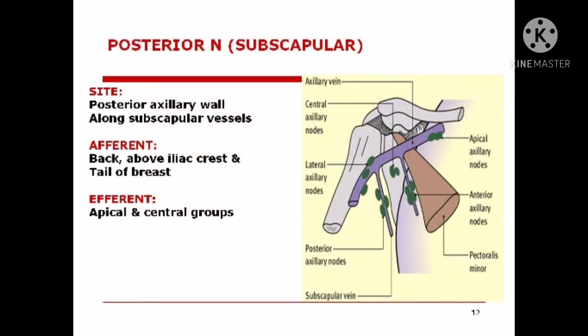The posterior or the subscapular lymph nodes, their site of location is the posterior axillary wall along the subscapular blood vessels. The afferent they receive from back above the iliac crest and the tail of the breast. The efferent they go toward the apical and the central lymph node groups.